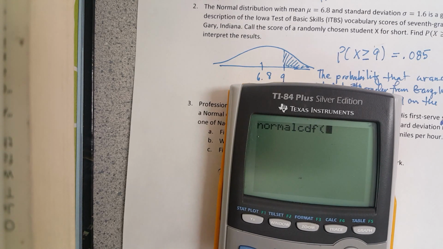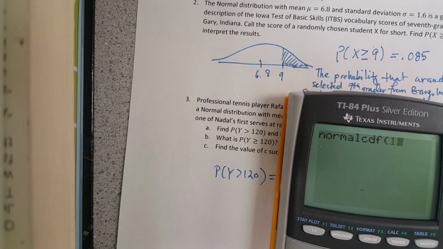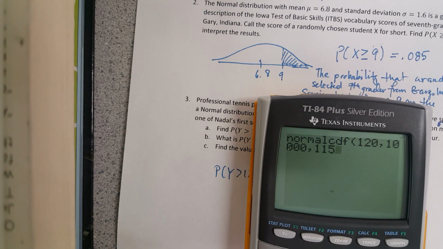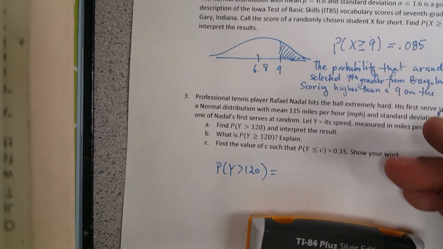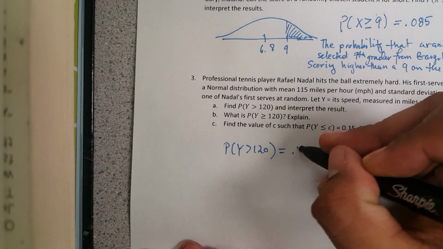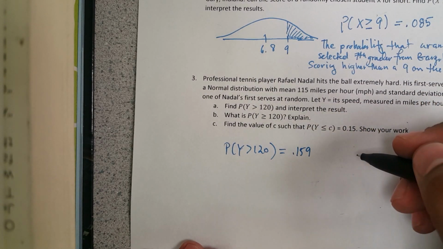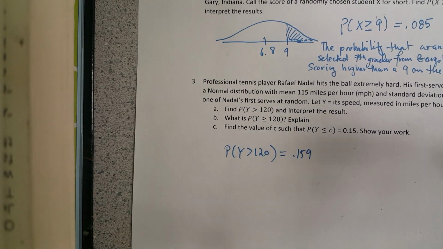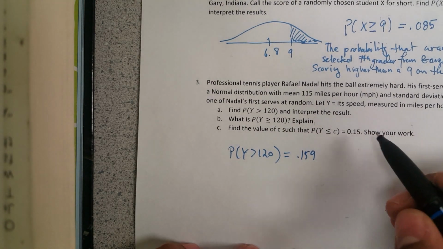Okay, so we want to know when it's greater than, so we can use the trick that we applied above. So 120, comma, a large number, 10,000, comma, the mean. What's the mean? 115. And then my made up standard deviation of 5. And then I go ahead and close that up. And then I get 0.158, or 0.159. So it's about 15 to 16% chance that he's going to hit it that fast.